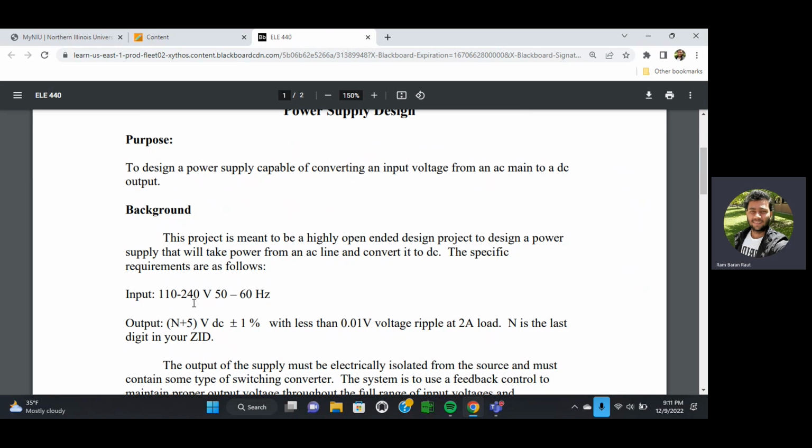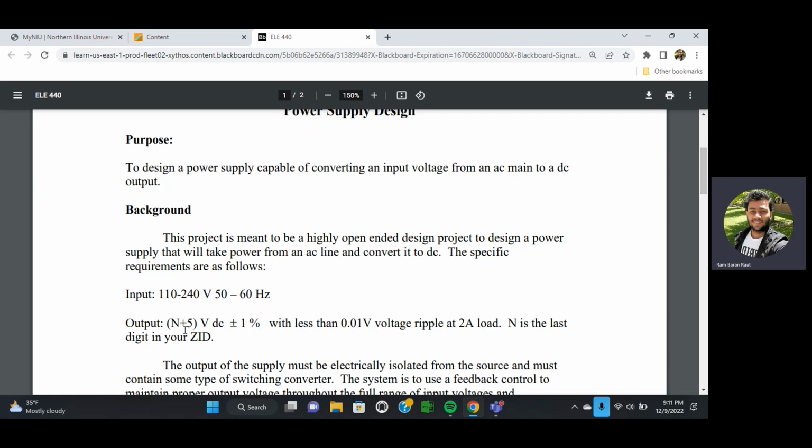We have a range of 110 volt to 240 volt, and a frequency of 50 hertz to 60 hertz. Because for our utilities here in USA, we have 110 volt and 60 hertz, and in Europe and Asia, it's like 220 volt. I am in Nepal, and in India, we have 220 volt for utilities and 50 hertz as the source frequency. So the design goal is to convert that input voltage to DC.